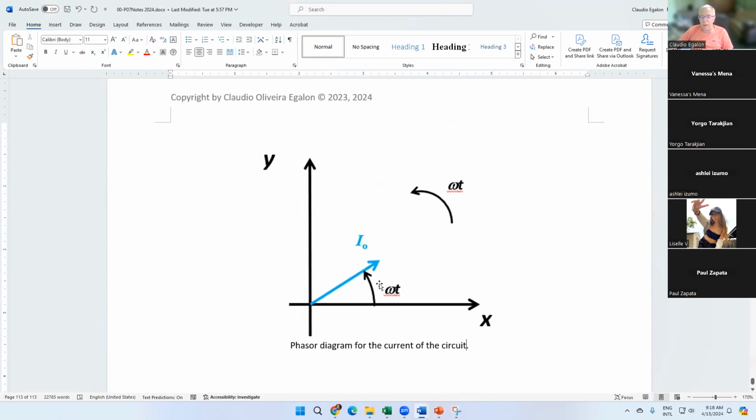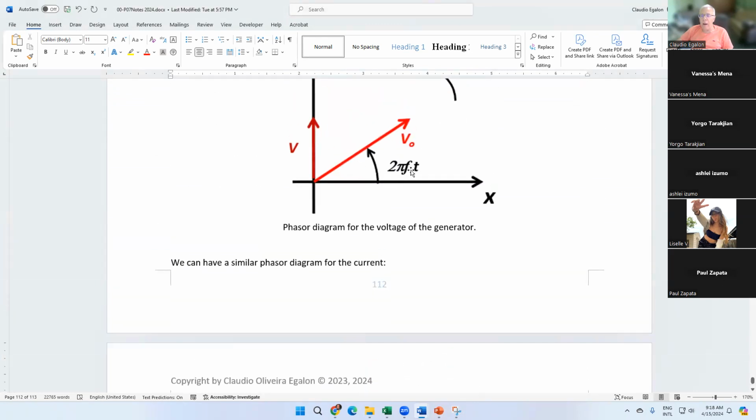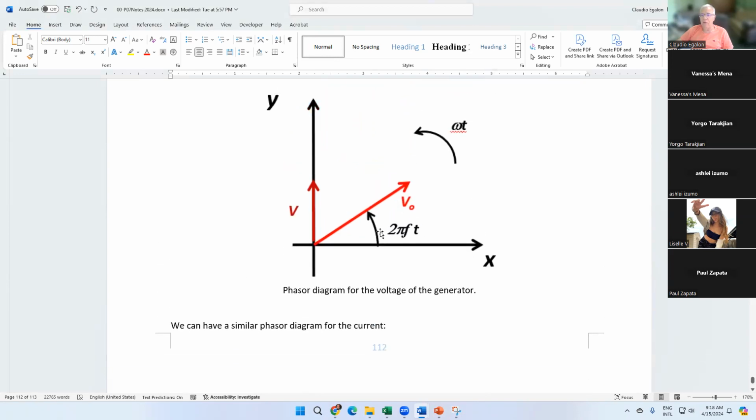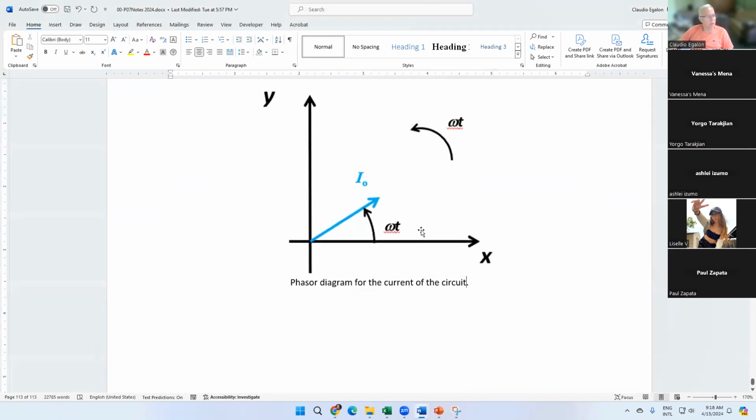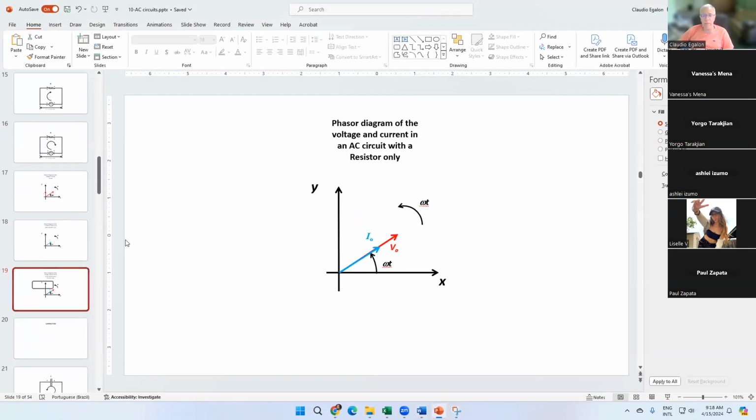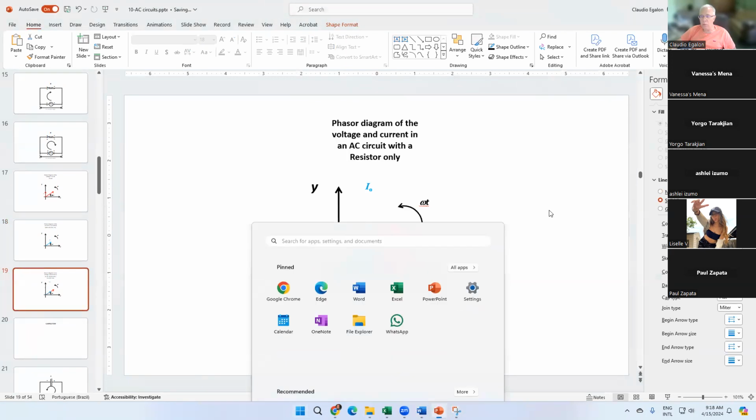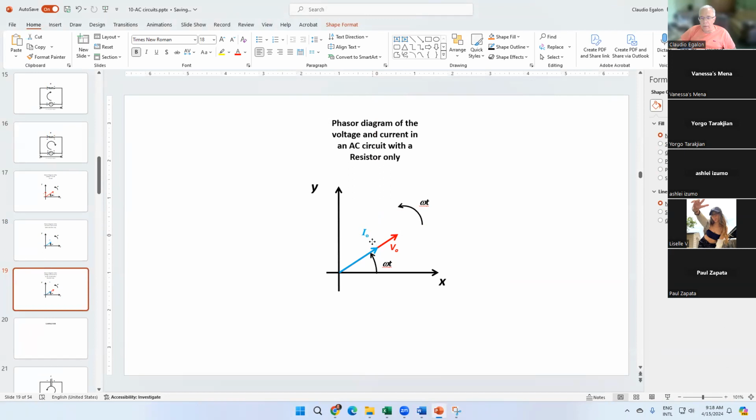Note that this angle here is exactly the same as this angle here. I wrote down 2 pi ft, but 2 pi f can also be written as omega, right? 2 pi ft is omega t. I'm going to superimpose those two different phasor diagrams, and they're lined up with each other. They have the same phase.